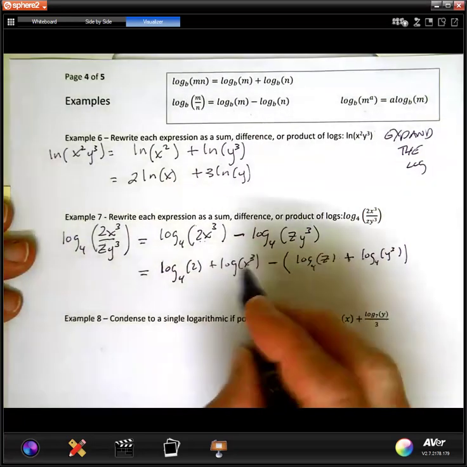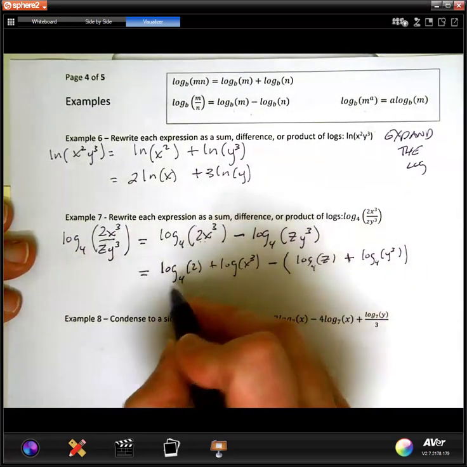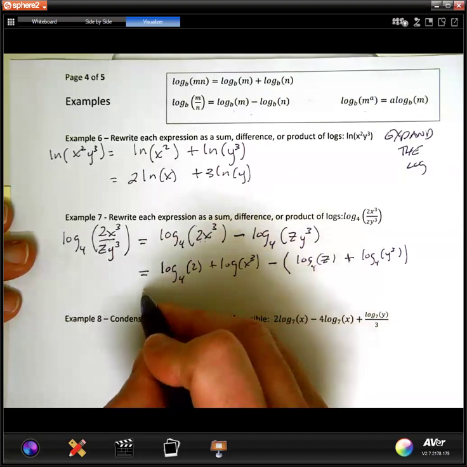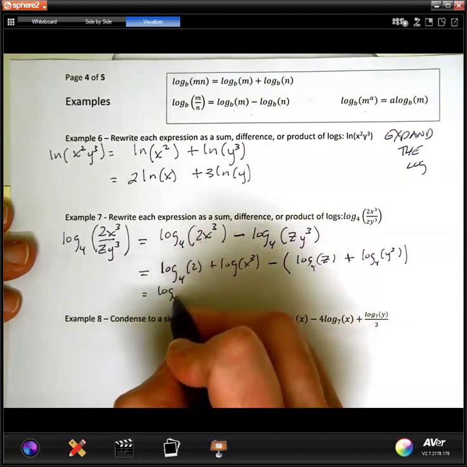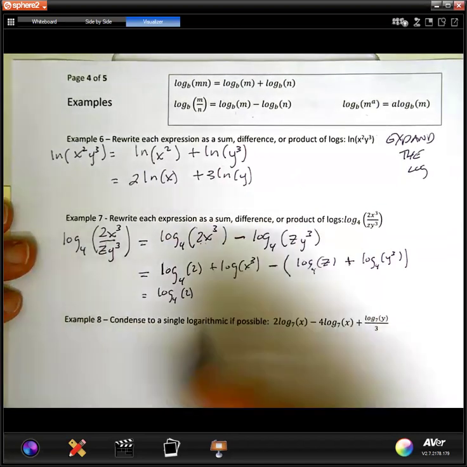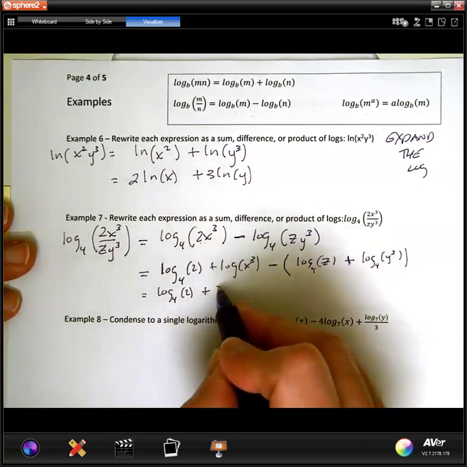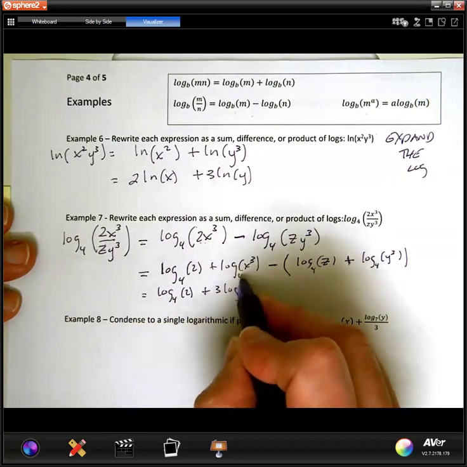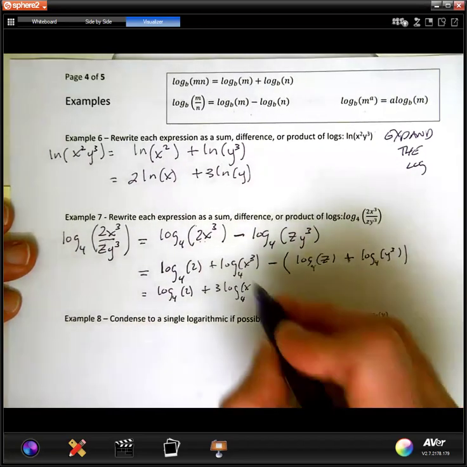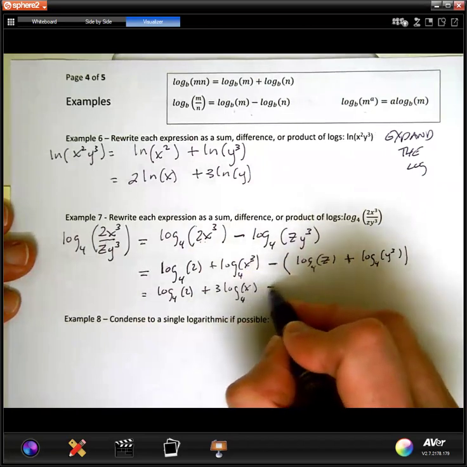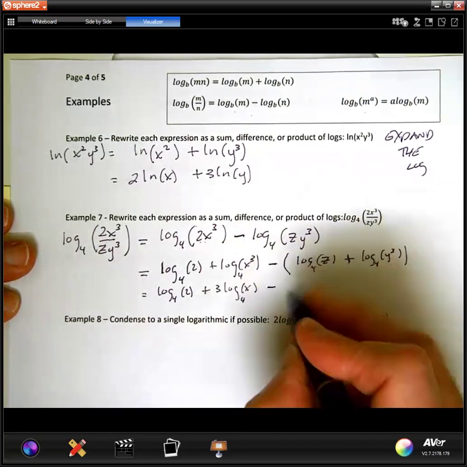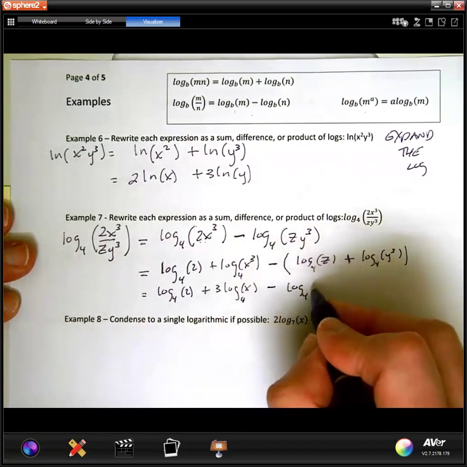And now I can use the power rule. Can I do anything with this one? Yeah, I'm going to just leave it alone. But I'm going to use the power rule and bring this down. And I can make sure that I'm putting in all the bases. I forgot the base there for a moment. We'll rectify that. And now I'm going to distribute this negative across and use the power rule to bring that down.